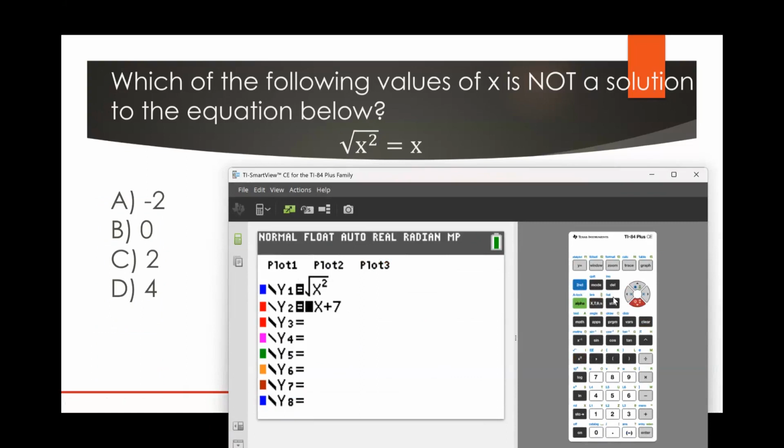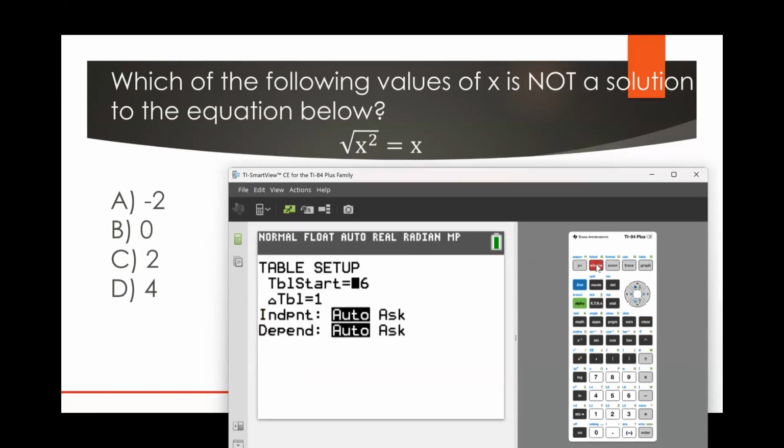And the other one is just an x. And then this time we have the choices in front of us. So let's change the table settings. We're going to press second window. And instead of having the independent variable automatically decided for us, starting at -6 and jumping by ones, let's change it to ask, because then we get to call the shots and make the choices for what we fill into the table, because we don't need anything but when x is -2, 0, 2, or 4 to answer the question.